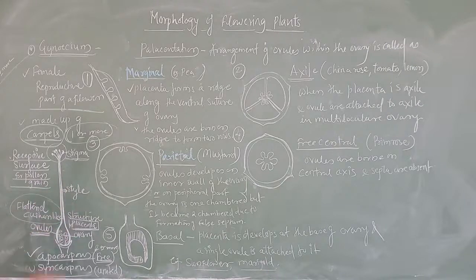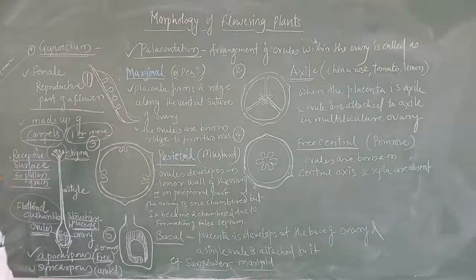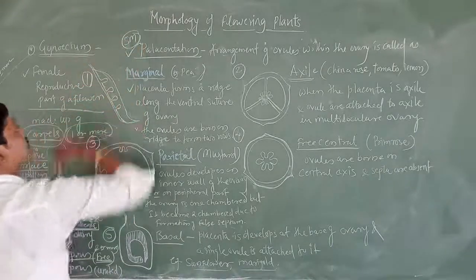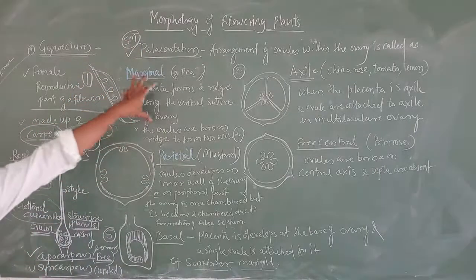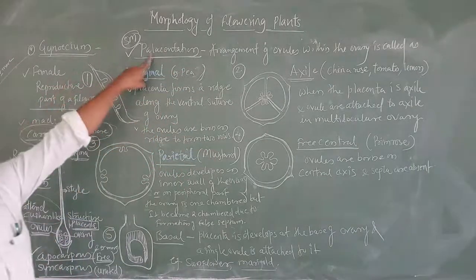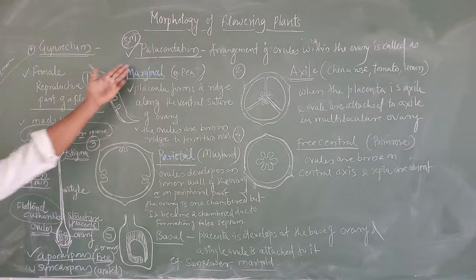Okay. After this, we are going to study placentation. This is going to be asked as a 5 marks question. Systematically, I have written on the board. I will explain one by one. First, placentation. What is meant by placentation? Here I told you the flattened cushion-like structure we call a placenta. On placenta, what is going to be arranged? Ovules. That is the definition for placentation.